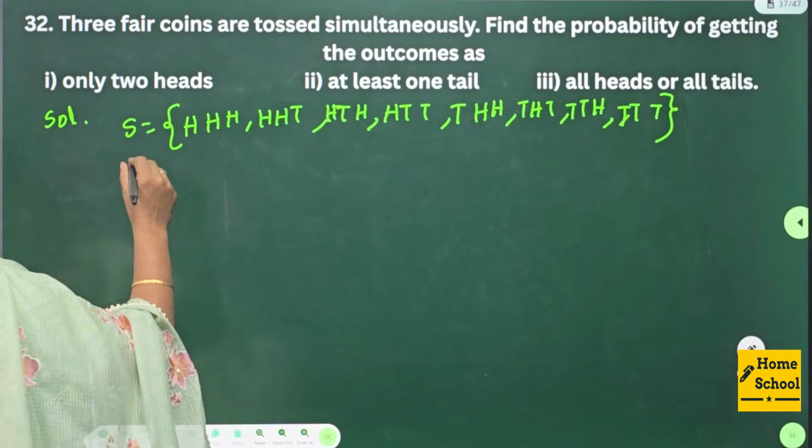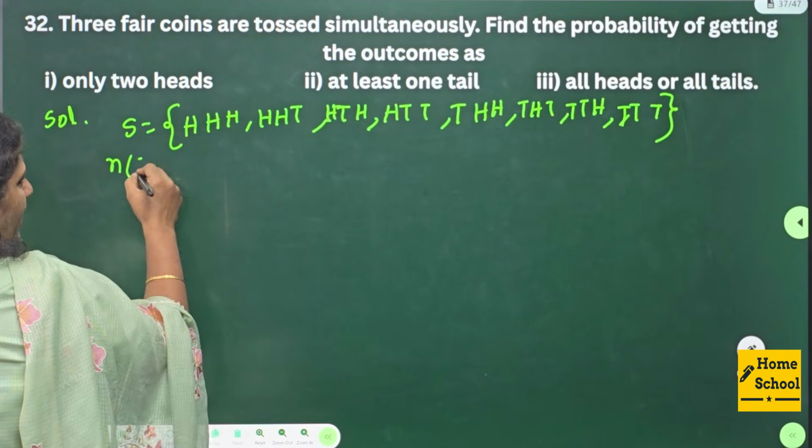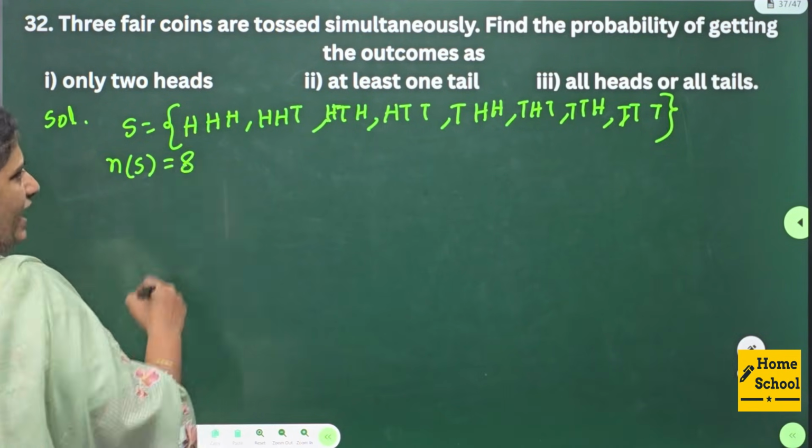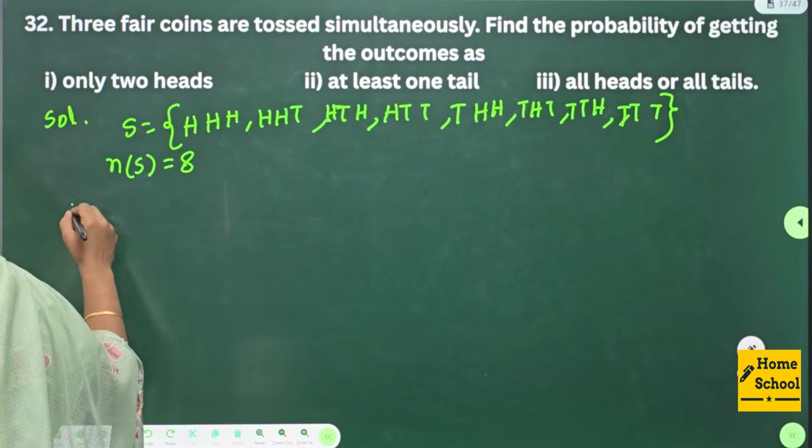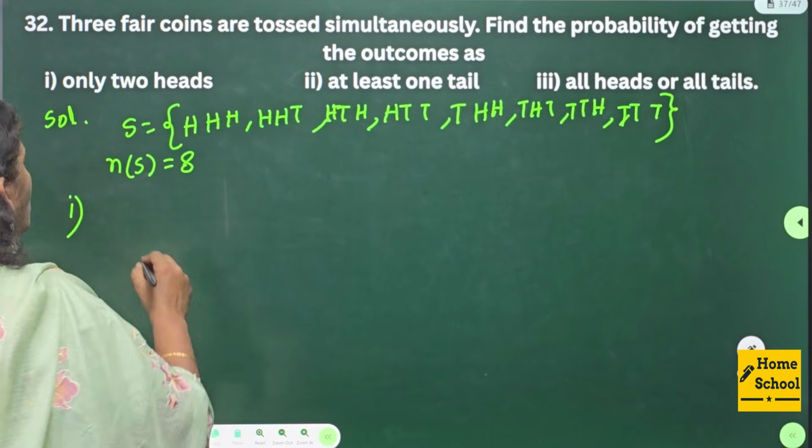Okay, total how many sample spaces are there? N of S is equal to 8. Right? Now, your first question. What is your first question?